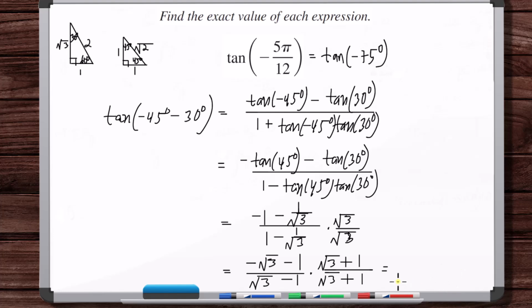You've got root 3 times root 3 is 3. Root 3 minus root 3 is 0, then minus 1. So 3 minus 1, and then minus 3 minus, let's see, minus root 3 minus 2 root 3, and then minus 1. So that's minus 4 minus 2 root 3 over 2, which is minus 2 minus root 3.